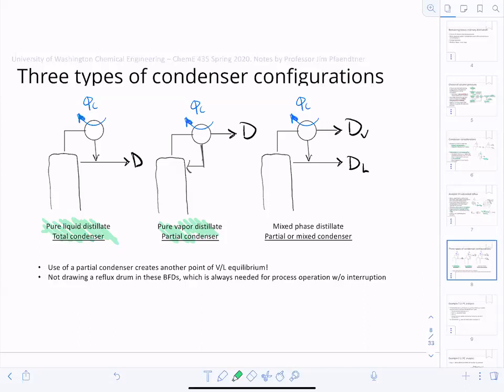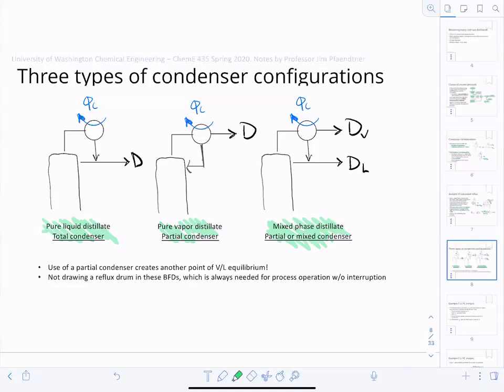And then it's not uncommon to just have a partial, which could be called a partial or a mixed condenser. Here we have two distillate streams, a vapor stream and a liquid stream. A really common example of this would be in a refinery, where you have a complex mixture of hydrocarbons, and through the process of distillation, you separate out a really light boiling stream, something like hydrogen sulfide, H2 gas, methane, things like that. You'll often see when you look at refineries, especially at night, this giant stack of flame coming out of the top of a tower.